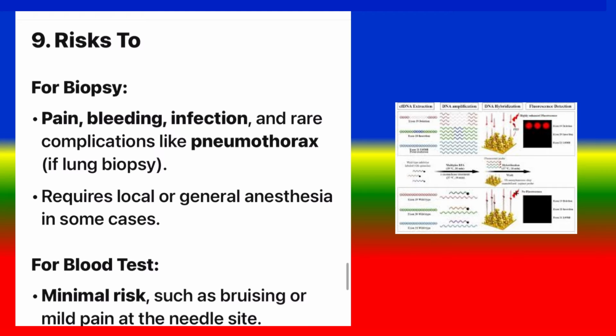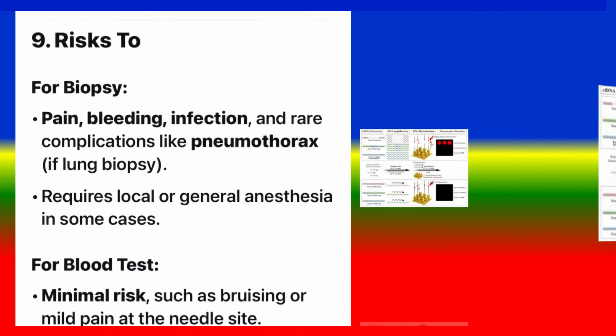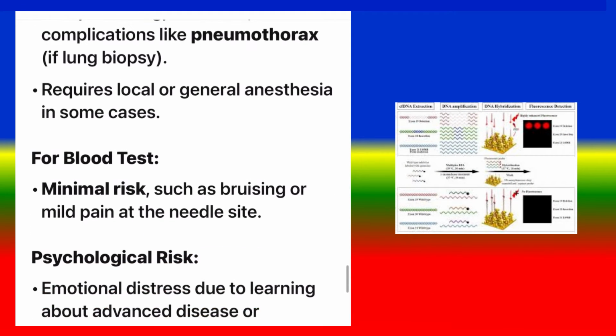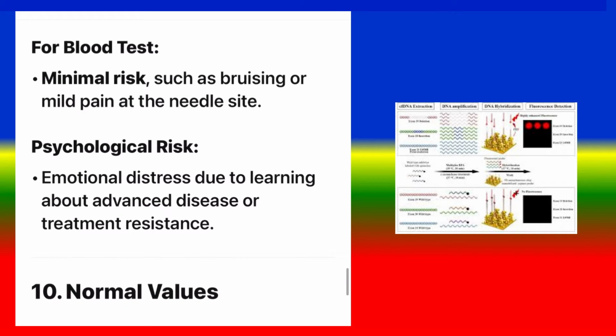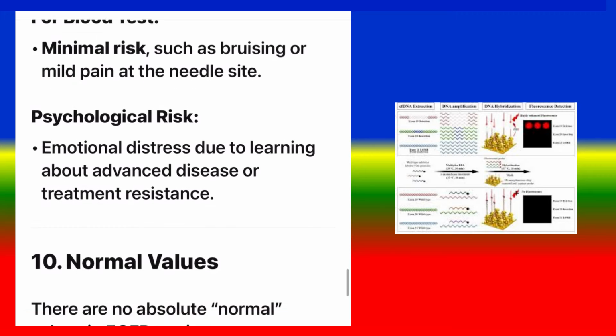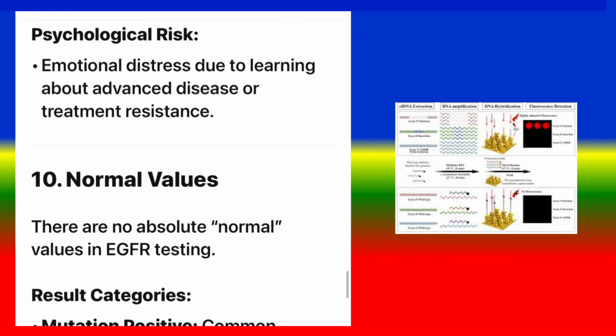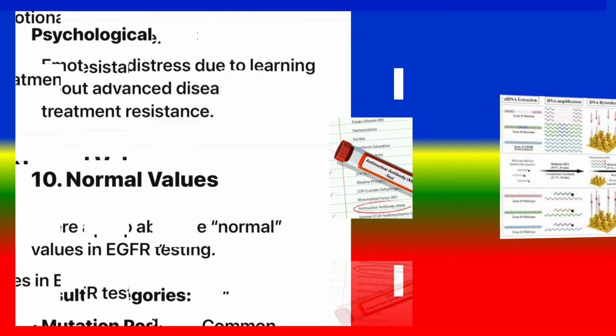9. Risks. For biopsy: pain, bleeding, infection, and rare complications like pneumothorax if lung biopsy. Requires local or general anesthesia in some cases. For blood test, minimal risk, such as bruising or mild pain at the needle site. Psychological risk, emotional distress due to learning about advanced disease or treatment resistance.